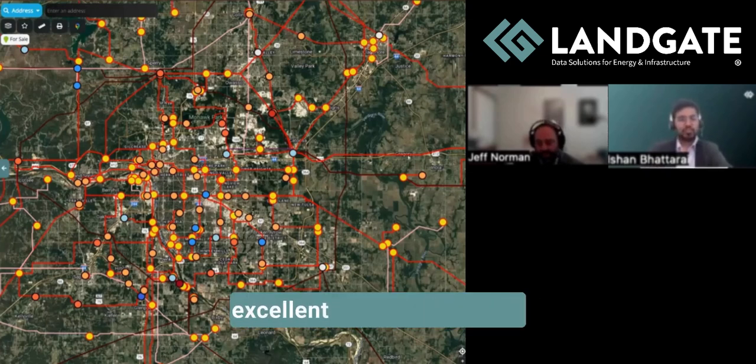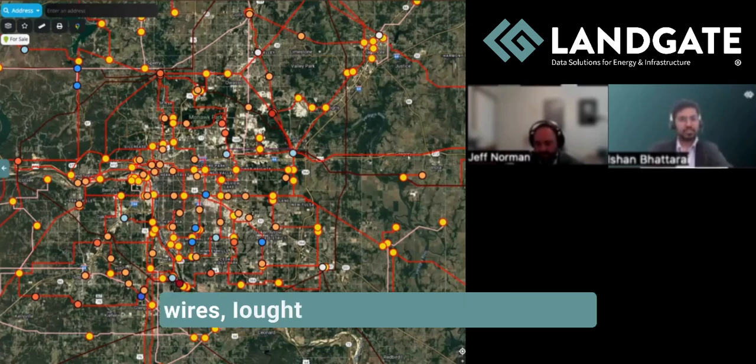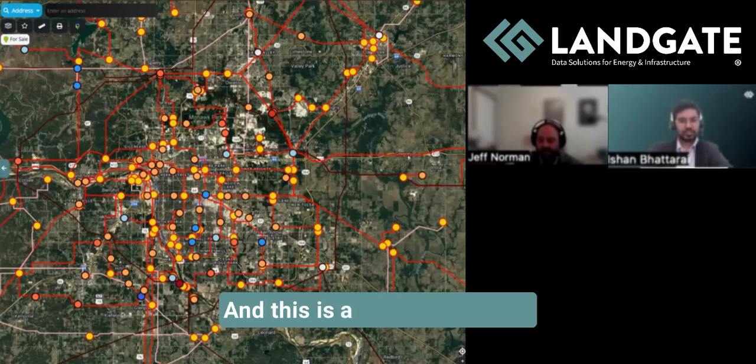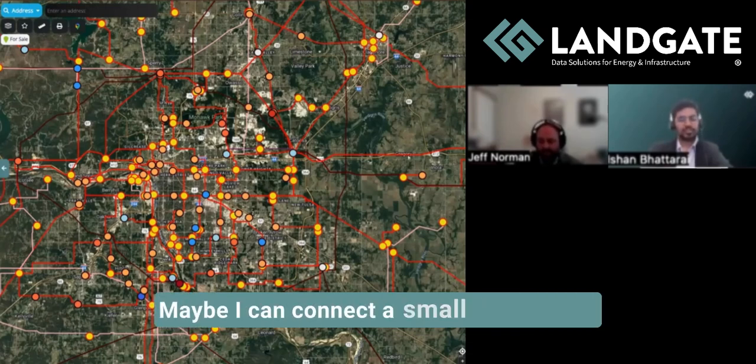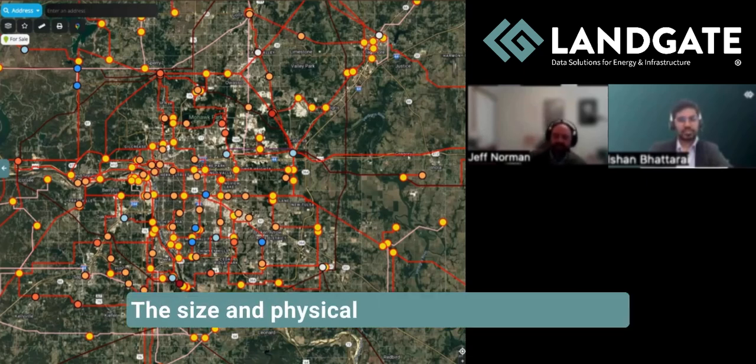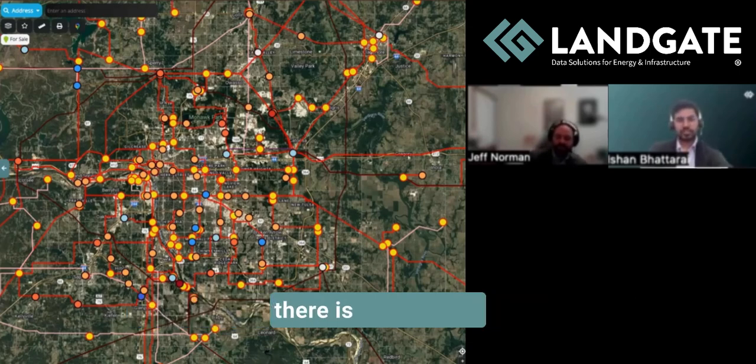Yeah, that's an excellent question, because you would think, hey, this is a really large substation with super tall wires. I ought to be able to connect here. And this is a really small one. Maybe I can connect a small project here. The size and physical structure of the facilities there is one aspect.